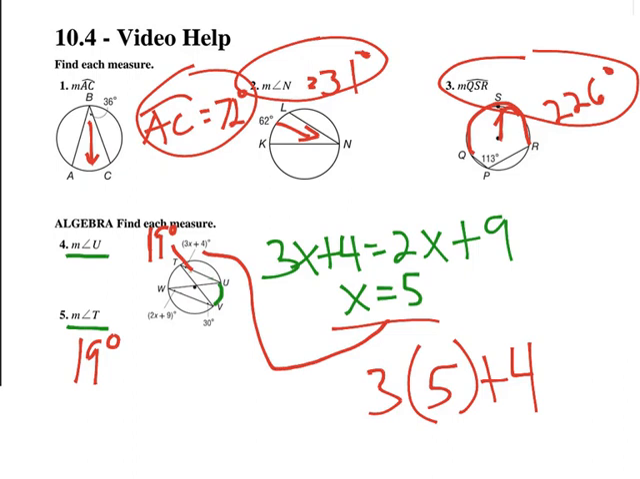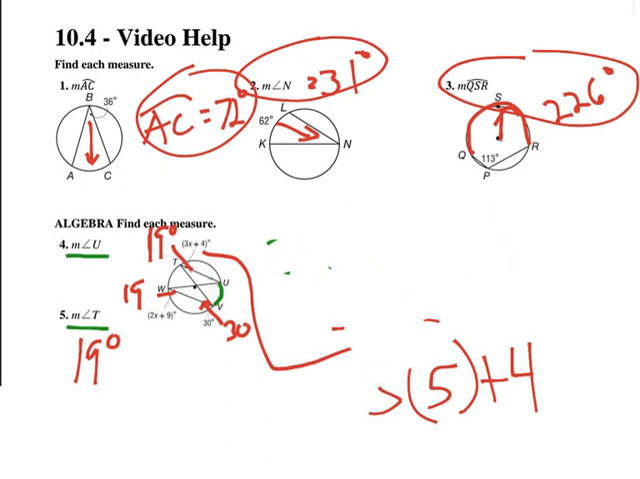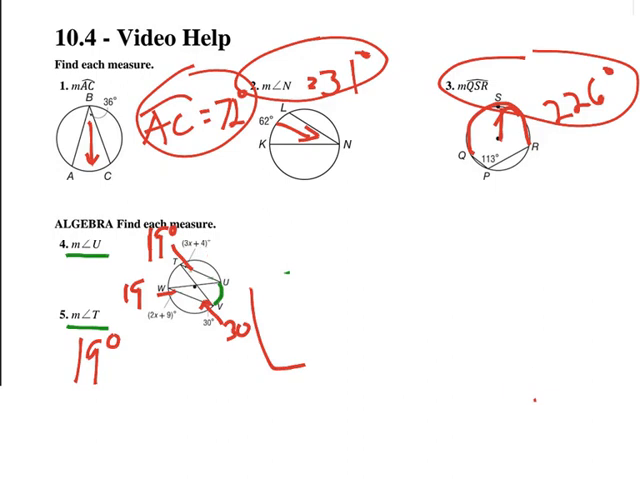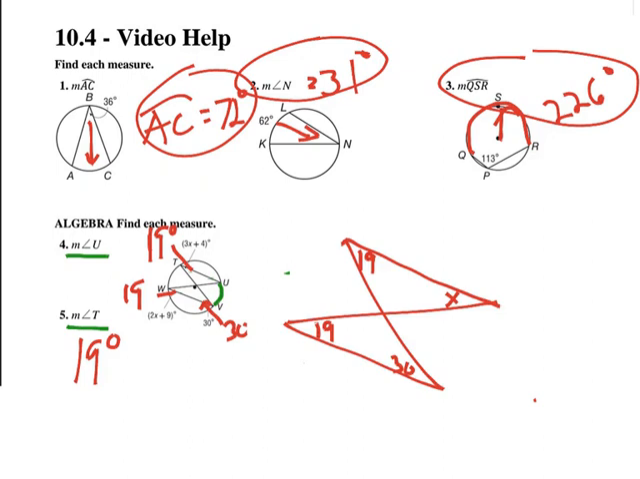By knowing that this one is 19, this one here is 19, and this one here is 30, I know that the angles in a triangle have to add up to 180 degrees. Circles are 360, triangles are 180. Now, if I were to redraw this picture, it would look like this.